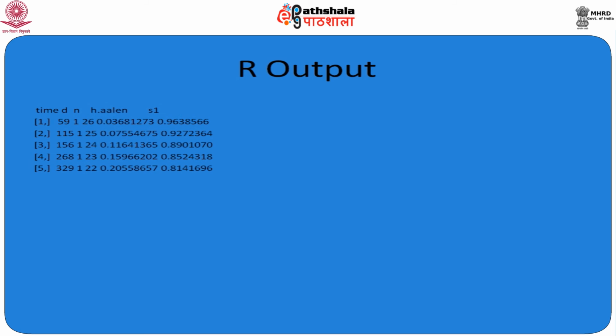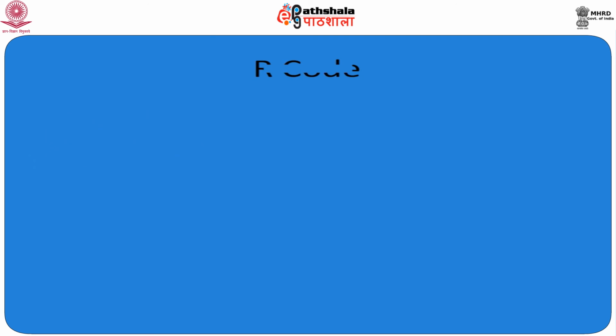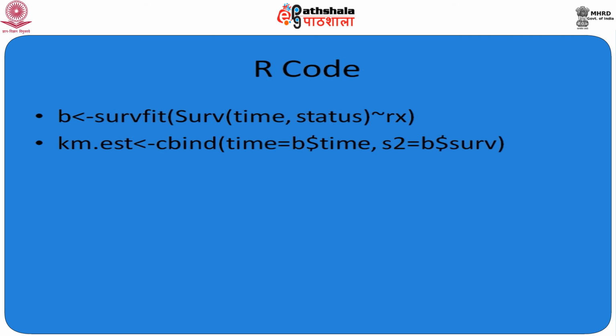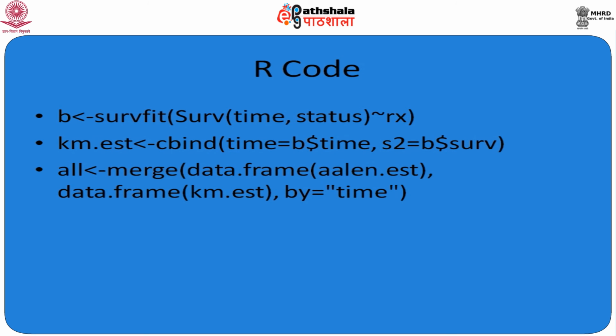So if we add 0.0368 with 0.9638, we get a value near 1. That pattern is maintained because of those who died, the probability of hazard rate is given by h.aalen and the probability of survival is given by S1 here. Now we come to the next slide.